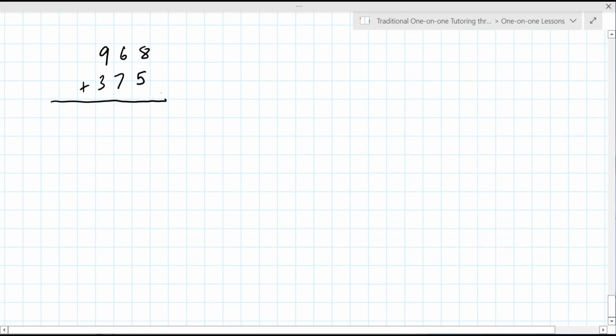Which two numbers do we add first? You put 8 plus 5. 8 plus 5. And what does that add up to? 13. Good. What number goes below the 8 and the 5? The 3. The 3, carry of 1.